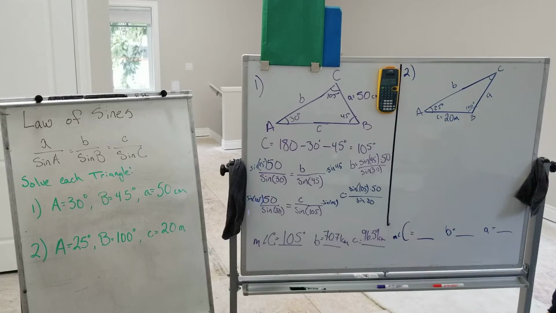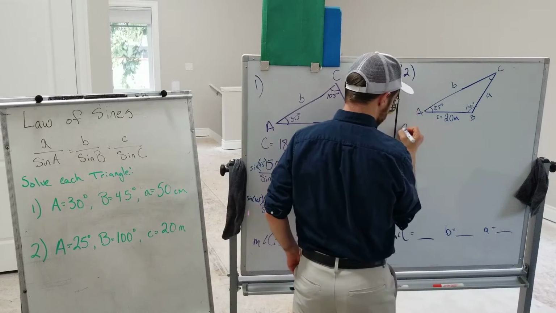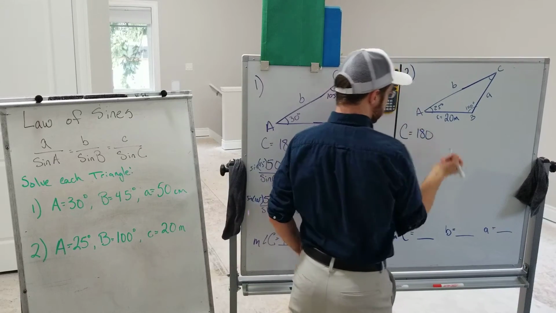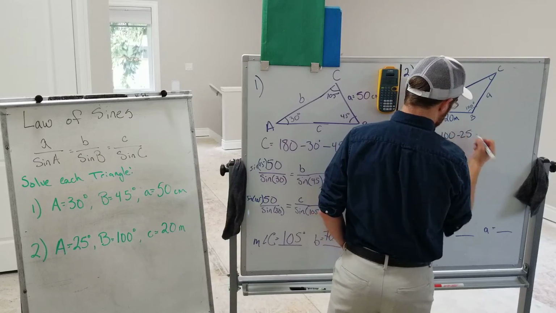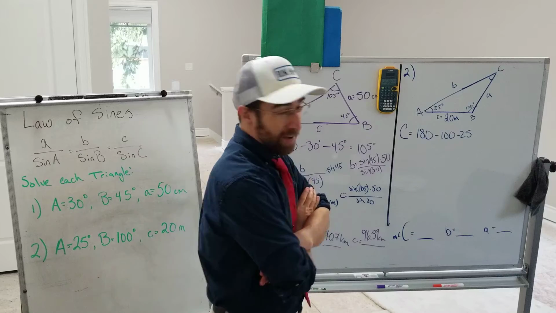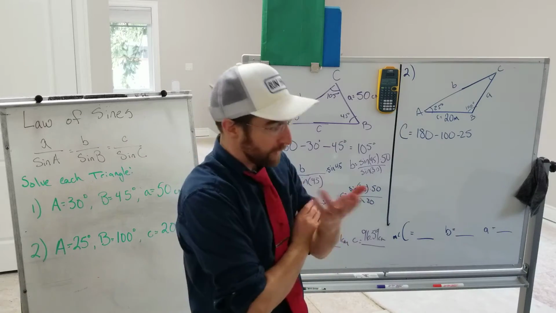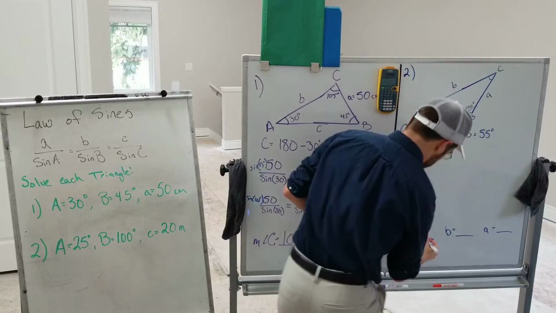This triangle's on a flat surface. The angles are going to add up to 180 degrees. So the measure of angle C is going to be 180 minus 100 minus 25. So 80 minus 25 is 55. So angle C is 55 degrees.